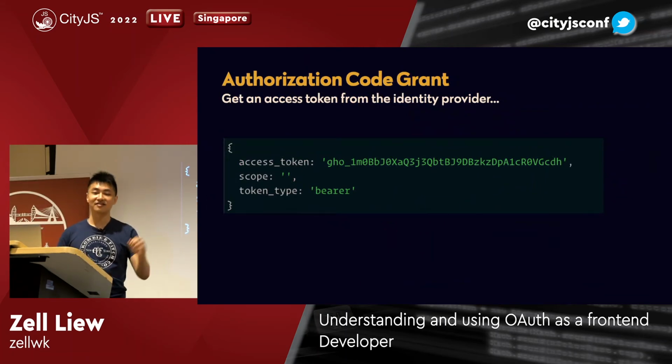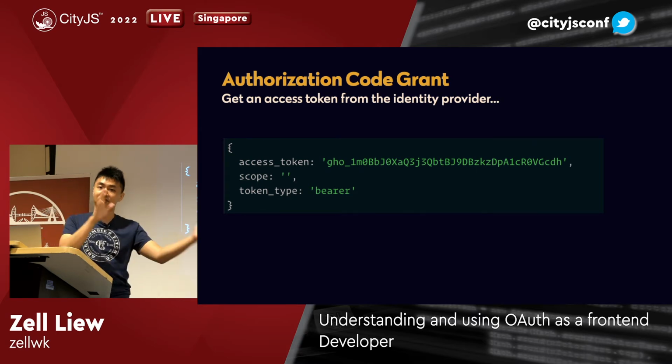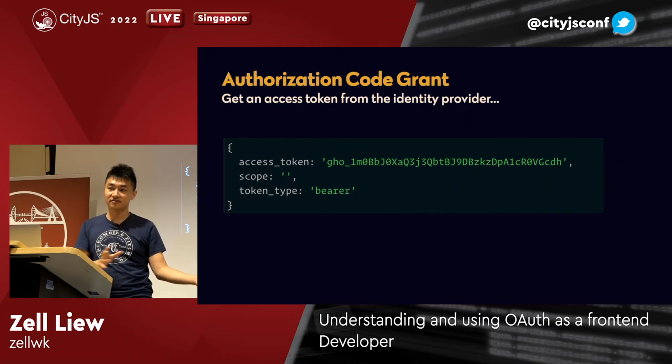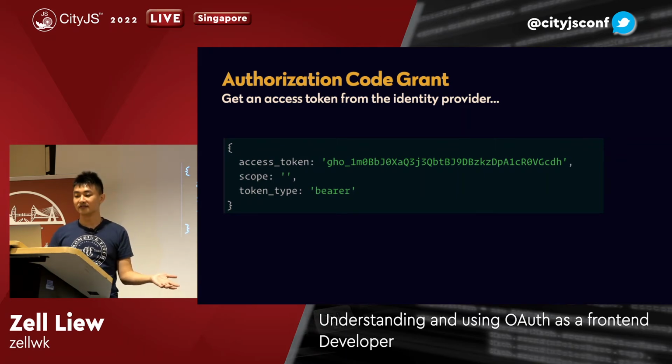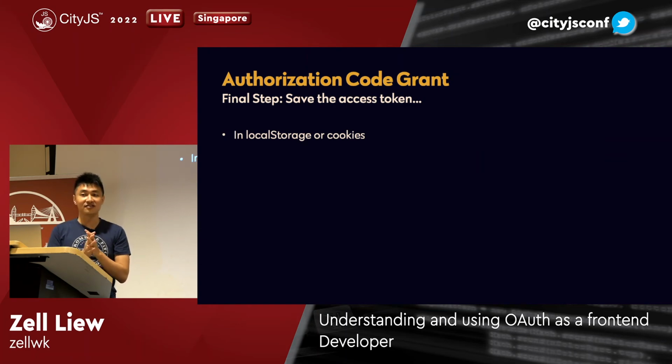And at this point, you can use the access token to perform any API request on behalf of the user. So you can use that. And you want to save this access token somewhere on your computer. No, somewhere on the user's computer. And usually it is going to be in local storage or cookies.